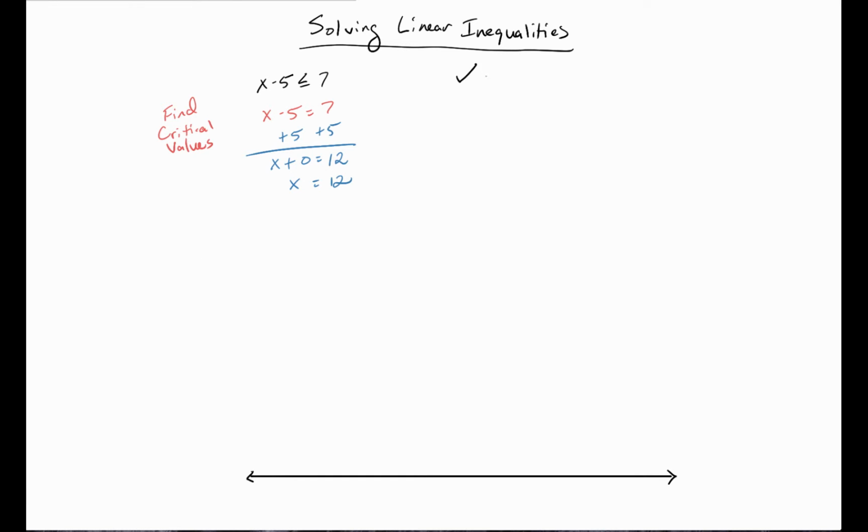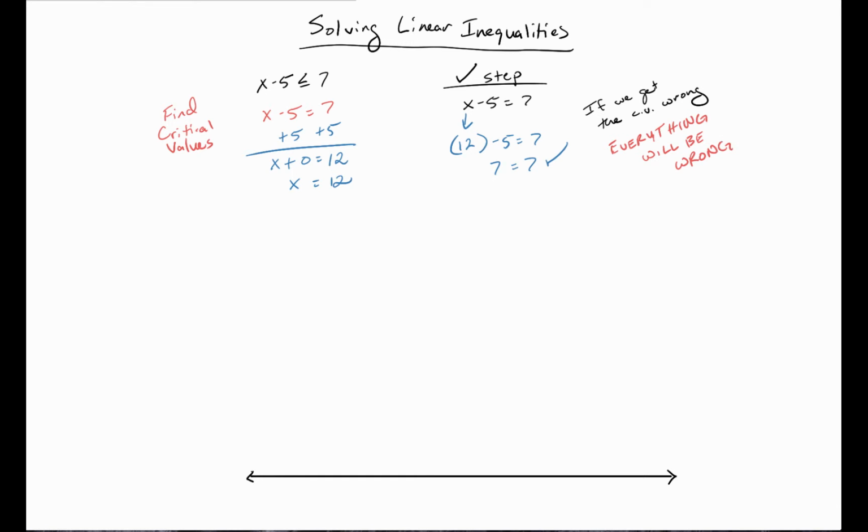Because this is so important, I'm going to check before I do anything else to make sure that that actually works using substitution. Okay? We do see that x equals 12 will make the two expressions equal. It's important because if we get this wrong, none of this other stuff is going to work. So we always want to make sure that we got those critical values and we've double checked them. Once we do that, we're going to look at the intervals.